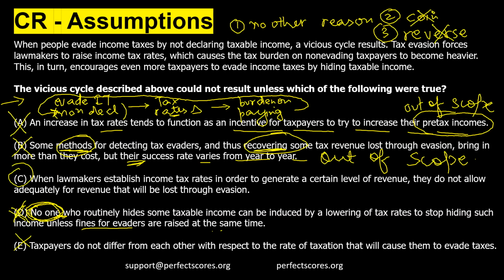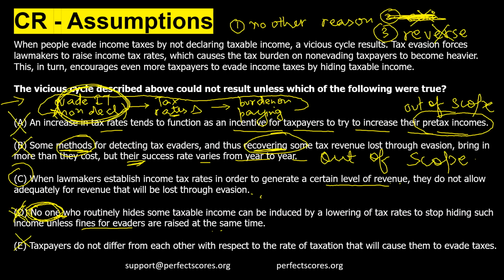So let's look at C. When lawmakers establish the rates to generate a certain level of revenue, they do not allow adequately for revenue that will be lost through evasion. So we're not talking about the coincidence part here. So let's see which of these other two assumptions are being used. Let's read again. When lawmakers establish the rates, they have in mind that they will use this rate to generate this level of revenue. They don't basically consider that there will be some revenue lost due to evasion. So they do not consider this part in mind.